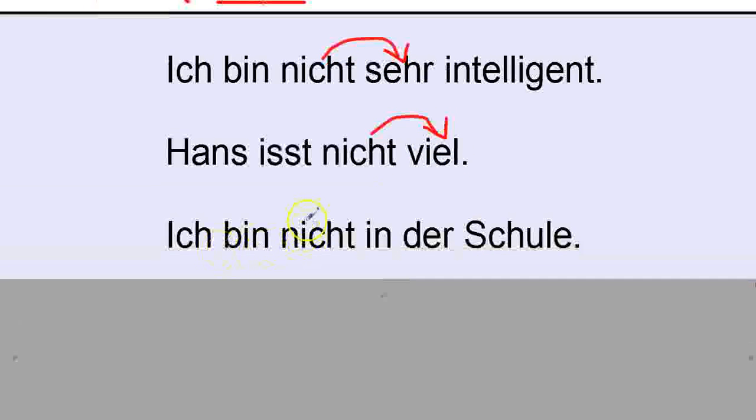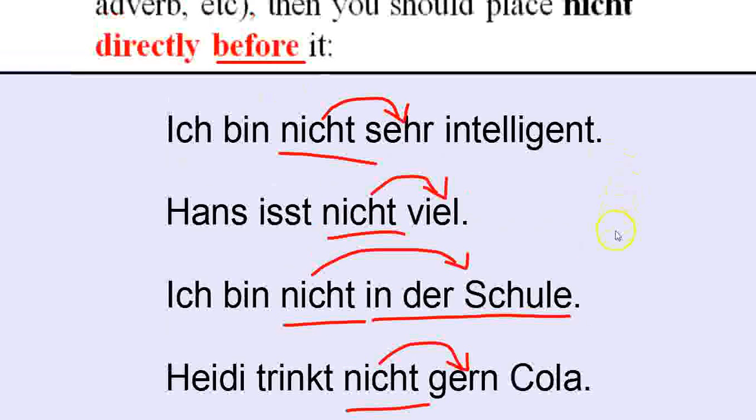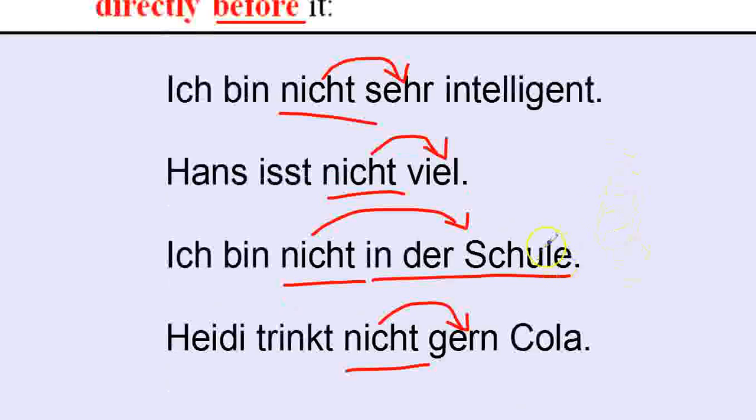Placing the nicht here. Ich bin nicht in der Schule. So this is a whole prepositional phrase. I'm not at school. I do exist. I'm somewhere. I'm just not at school. Heidi trinkt nicht gern Cola. She doesn't like to drink cola. So placing the nicht is something you always want to watch out for. Place it before the element except in verbs.